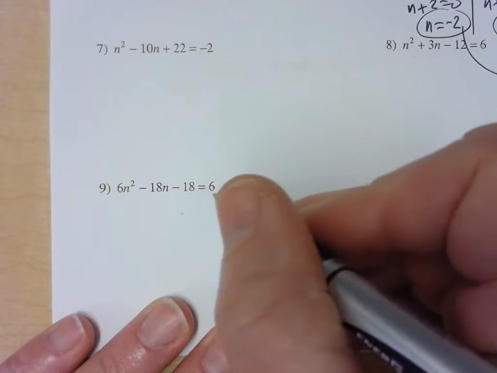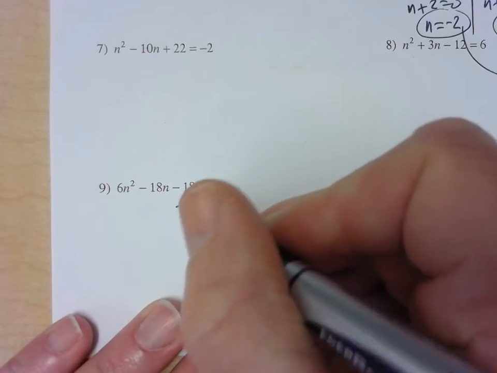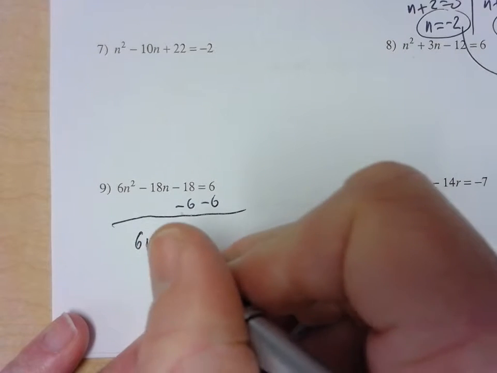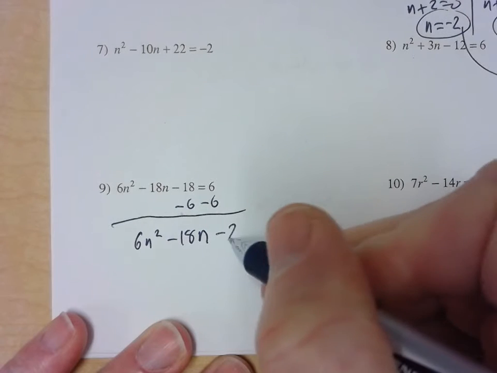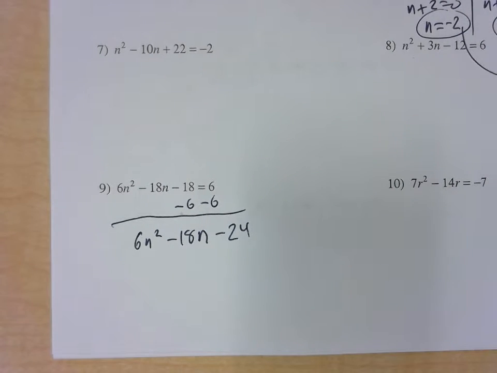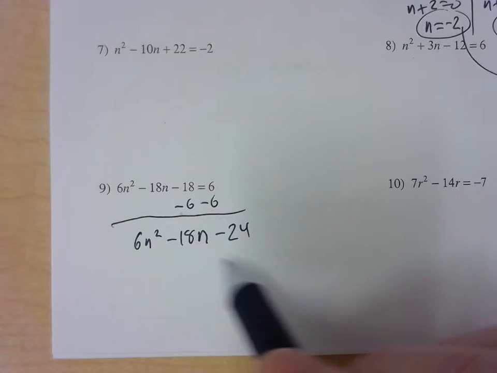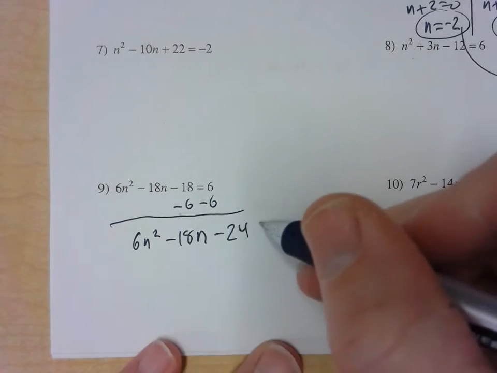We're going to make it equal to 0. That's step 1. So we move the 6 over. We get 6n squared minus 18n minus 24. Now, we always want to look for a GCF. So that's part of it. When you factor, before you make the two sets of parentheses, is there a GCF?